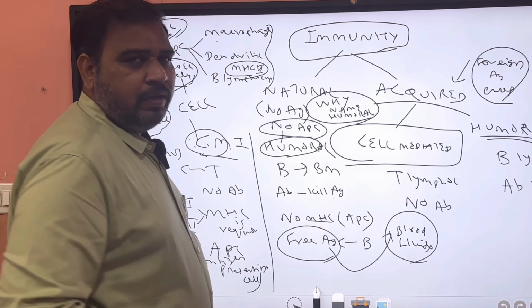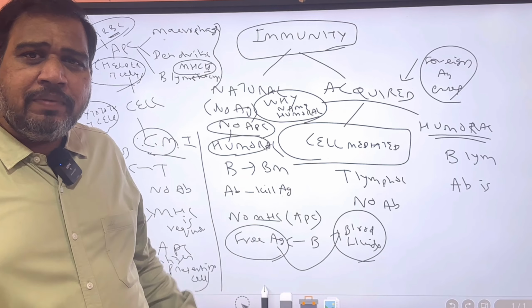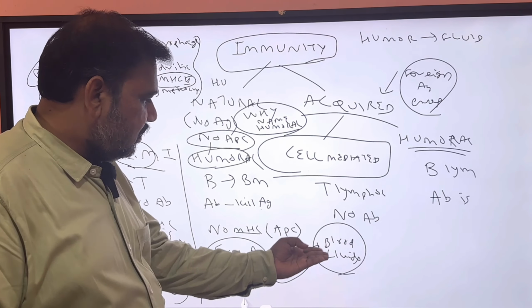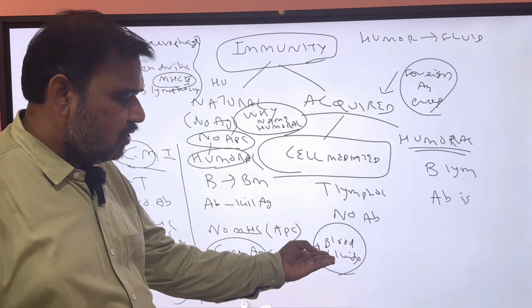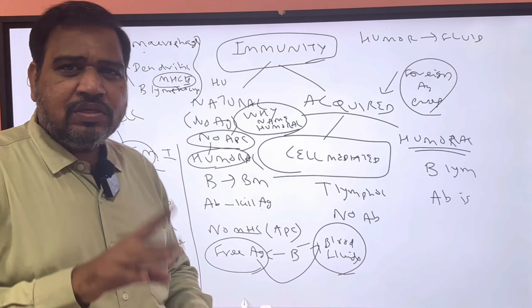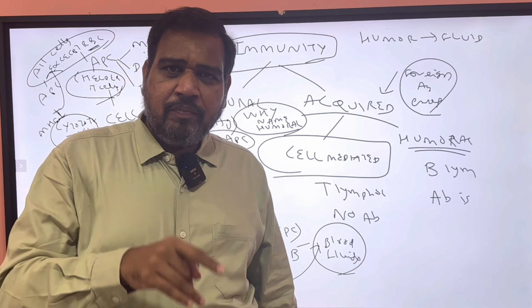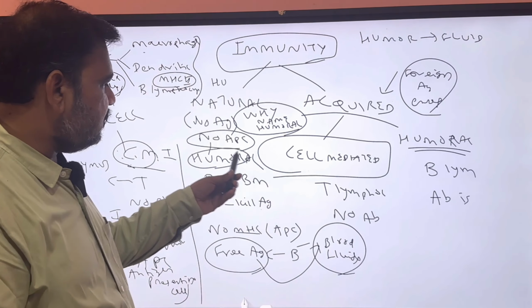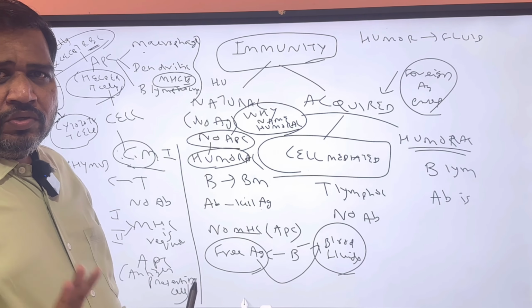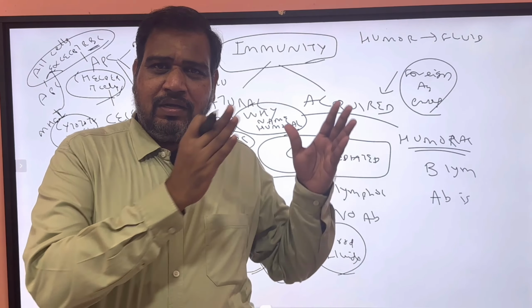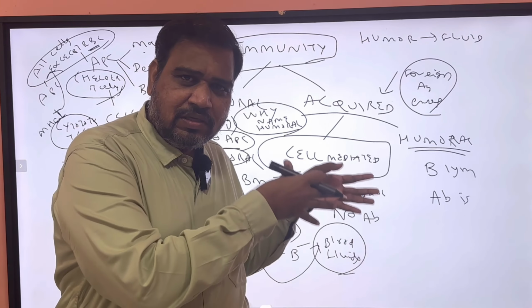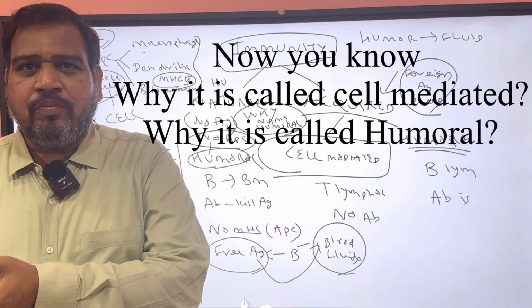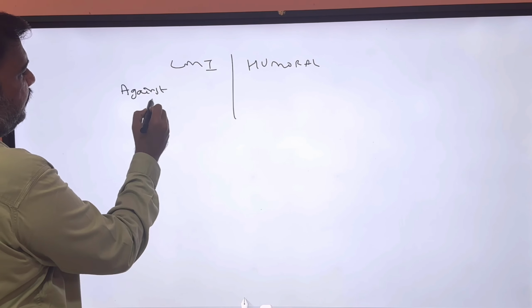Okay, now the question: why is it called humoral immunity? Why is that B lymphocyte immunity called humoral immunity? Humor means fluid. As I mentioned, free antigen can be circulating anywhere. So this B lymphocyte can take antigens from the blood, from synovial fluid, from any fluid. That's why the name given is humoral immunity. So I have now made it very simple. Why the name cell-mediated immunity? It requires an antigen presenting cell. Why the name B lymphocyte, why the name humoral immunity? Because it is fluid.